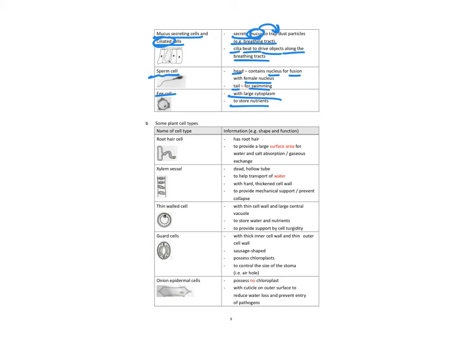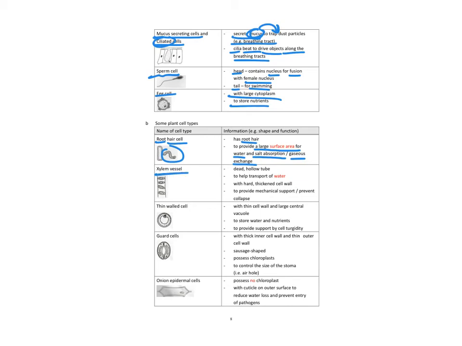Plant cells. The first type of plant cell I would like to introduce to you is the root hair cell. The hair sticking out of the cell, that means the root hair, can provide a large surface area for water absorption and salt absorption, and also it can assist gas exchange. Xylem vessel.